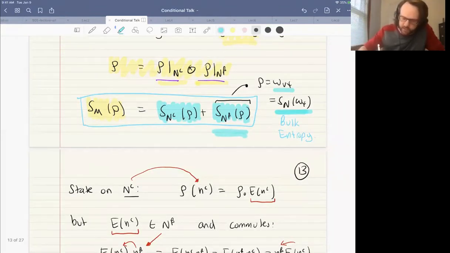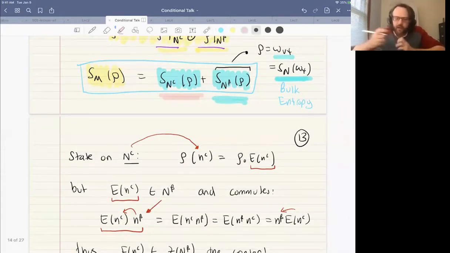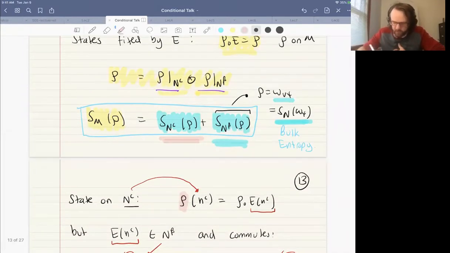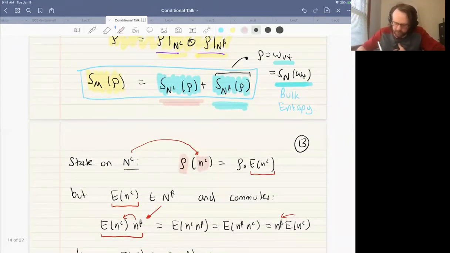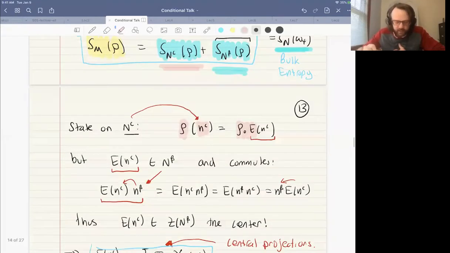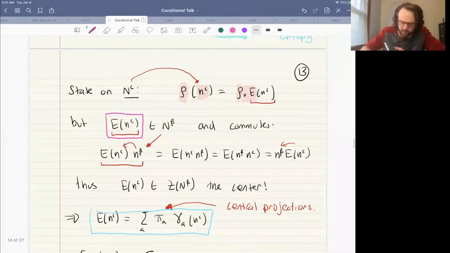Now let's unpackage this other term, which is the entropy on the relative commutant. To understand that, let's think about the state on the relative commutant. I'm going to take my state, which is on the code subspace, or fixed by the conditional expectation, and compute expectation values of operators in the commutant. But because it's fixed by E, I can just for free put in E. And then there's an interesting fact about applying E to the relative commutant. If I apply E to this N^C, then by definition, it's in N beta. Just by the definition of the conditional expectation, it always maps to N beta.